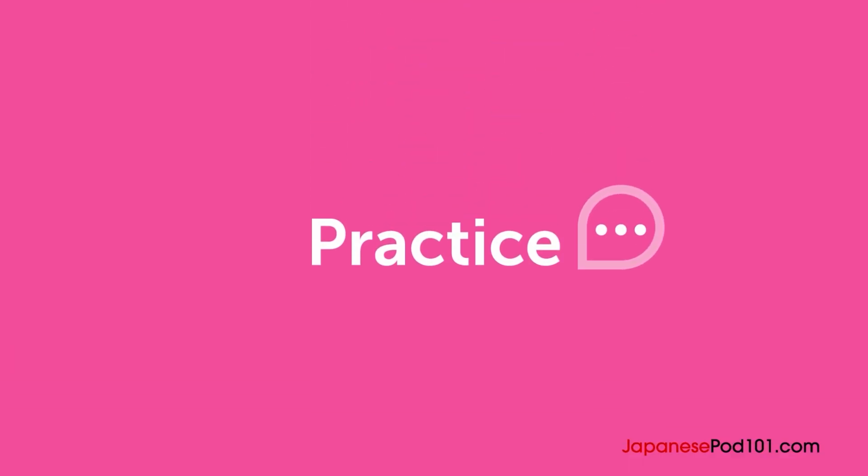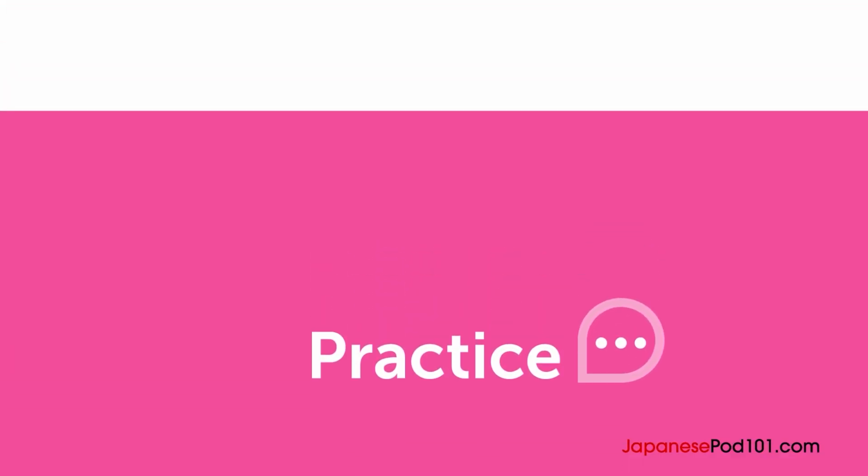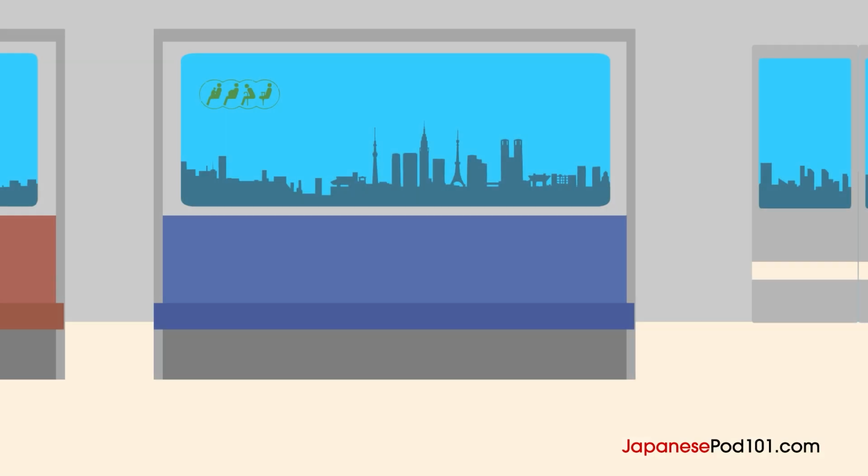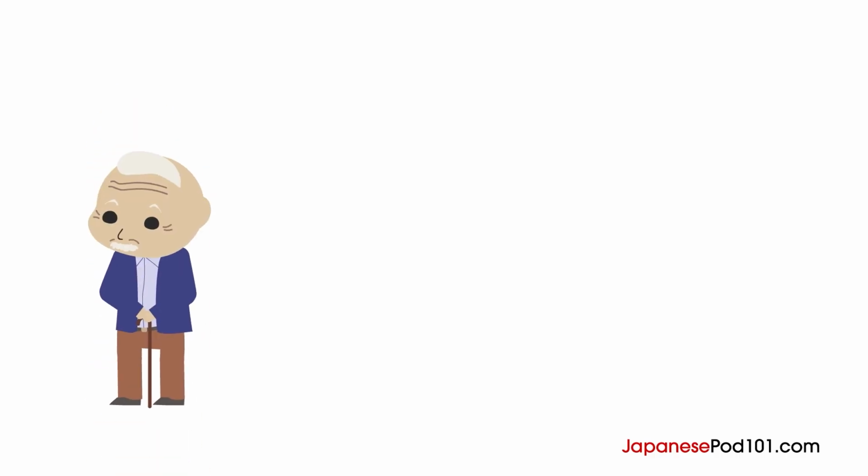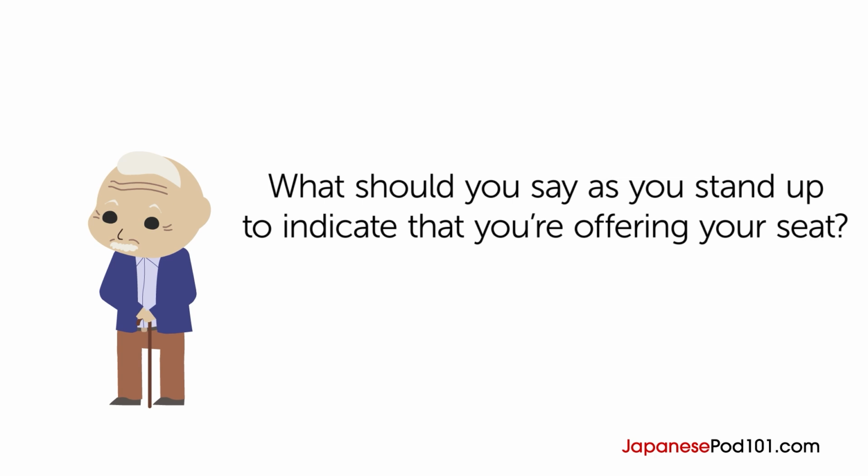Now, it's time to practice your new ability. You're sitting on a train in Tokyo to go to Akihabara. Ready? Here we go. You see an elderly man and want to give him your seat. What should you say as you stand up?